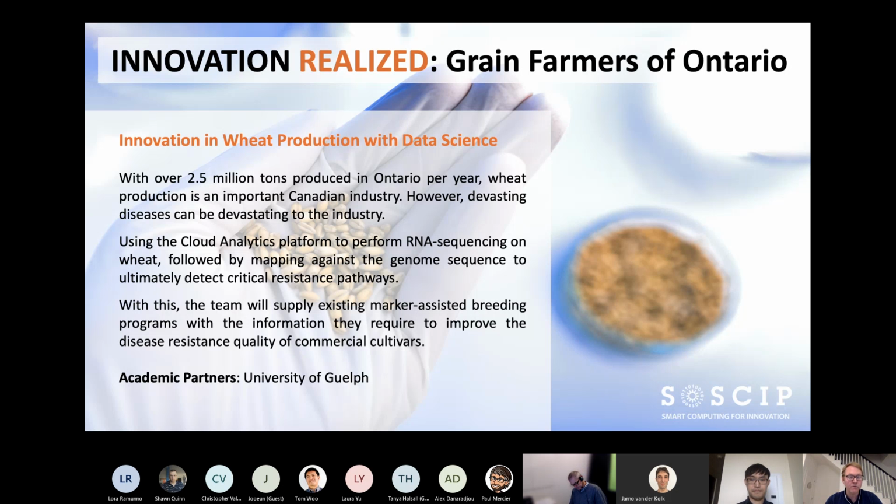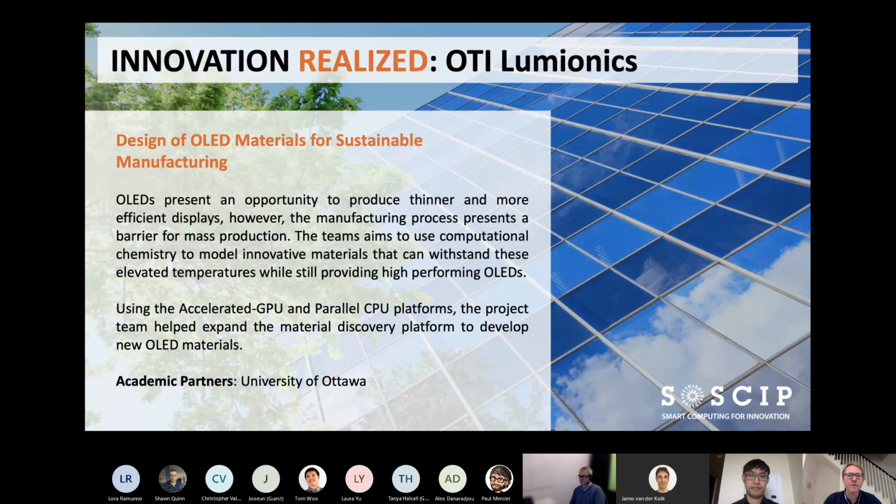So this is where an organization, Grain Farmers of Ontario, as a nonprofit, saw an opportunity to work on behalf of the industry, and really to drive a project getting more into genomics type of data. I think this is one of the last ones we'll show.